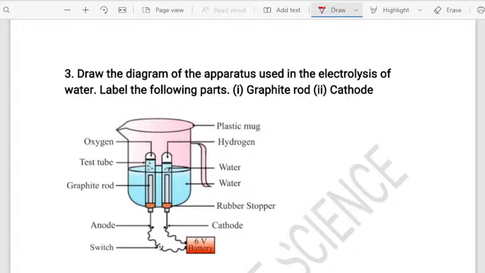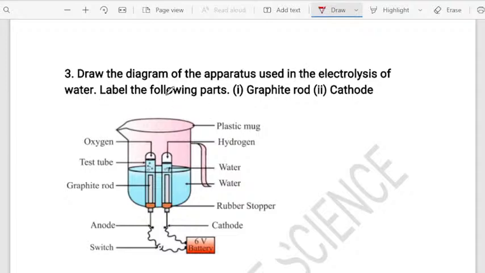Okay. Now, let me check out the next question. See, this is the one diagram which will be asked from the chapter on chemical reactions and equations, dear students. So this question is, draw the diagram of apparatus used in the electrolysis of water.